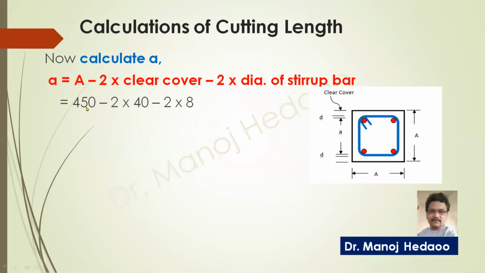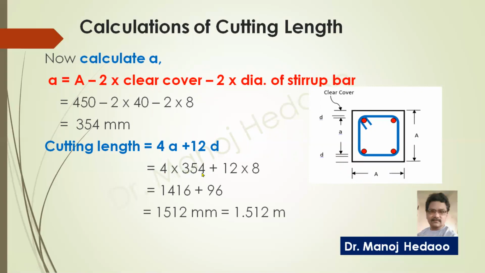So I substitute values here. 450, that is A, given, minus 2 into 40. 40 is the clear cover, that is also given, and the diameter of the bar, that is 2 into 8. So it comes out to be 354 mm. Now the cutting length of the stirrup bar, we know the basic, simple formula, that is 4A plus 12D. We just have to substitute the values. So 4 into 354 plus 12 into 8, that is 1416 plus 96, and finally 1512 mm, that is 1.512 meter.